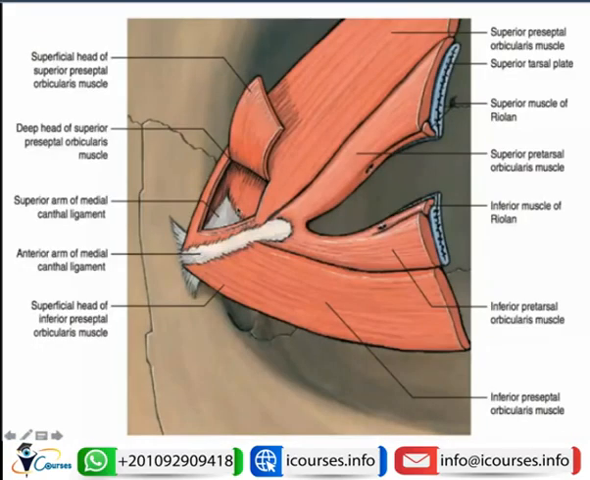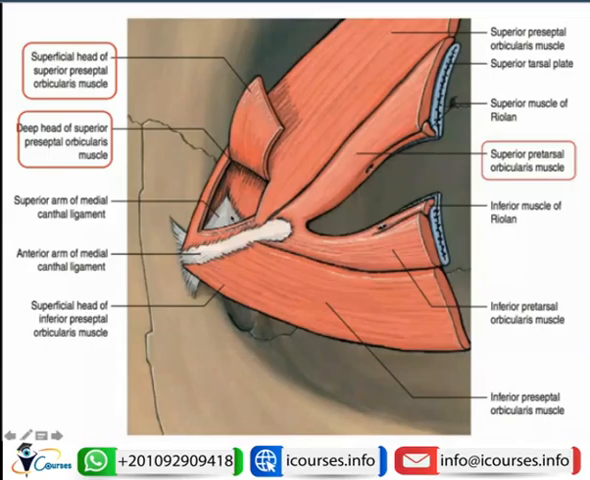Let's see here. So here is the superficial head, and here is the deep head, attached to the posterior lacrimal crest, and both of them will fuse. The superficial heads and deep heads will fuse together. They will form what is called the preseptal orbicularis oculi, superior and inferior, and the pretarsal orbicularis oculi, superior and inferior. So here is the superior pretarsal, inferior pretarsal, and this is the superior preseptal, and this is the inferior preseptal.